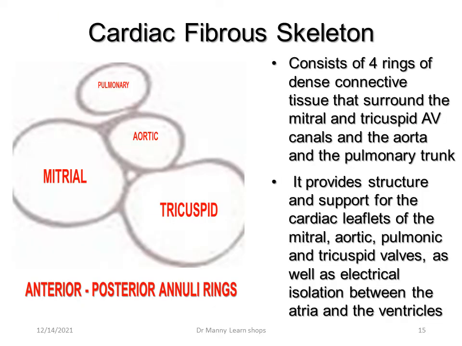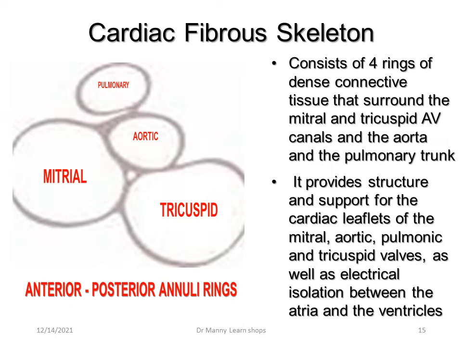Well, believe it or not, the heart has got a skeleton. And it's a fibrous skeleton. And it consists of 4 rings of dense connective tissue that surround both the mitral and tricuspid atrioventricular canals, the aorta, and the pulmonary trunk.